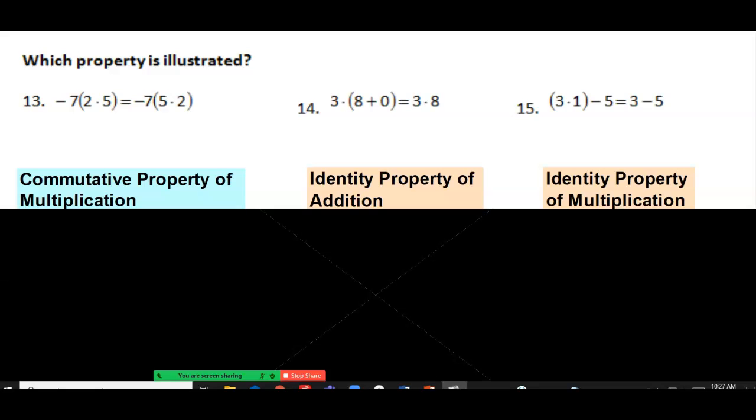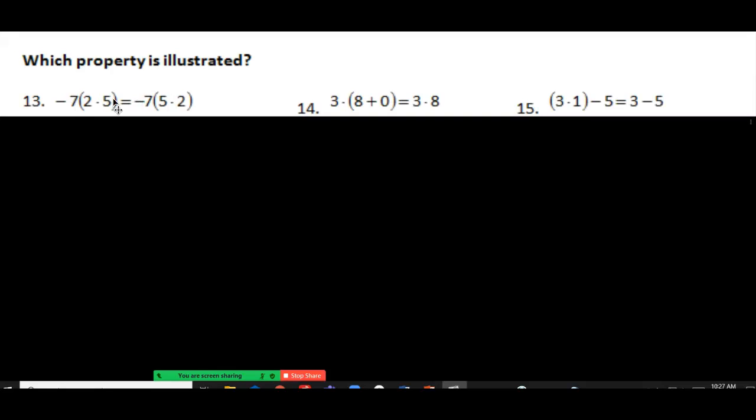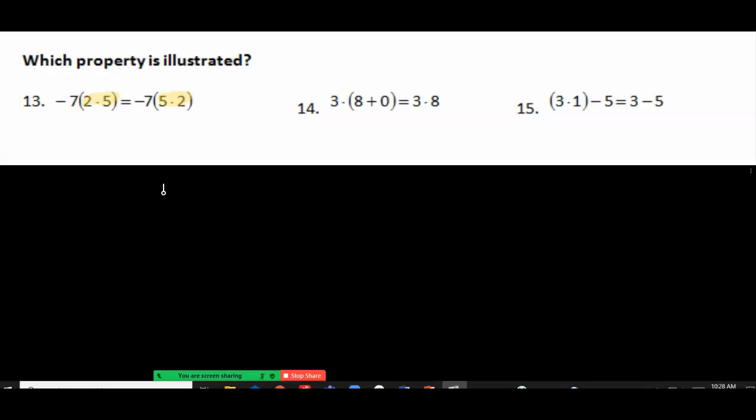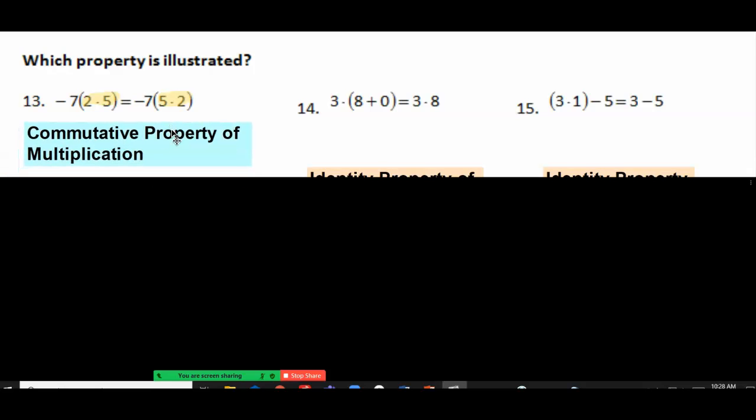So real quick, let's go over a couple of these properties. In this first example here, we have an example with which the order has changed. Here, the order of the numbers inside the parentheses changed. That makes this the commutative property of multiplication. So you need to put commutative and you need to identify that it's multiplication.